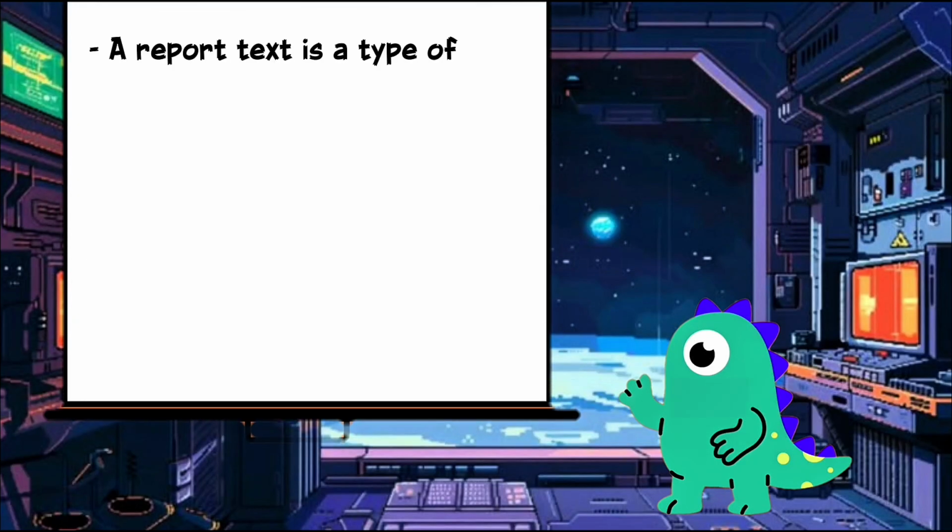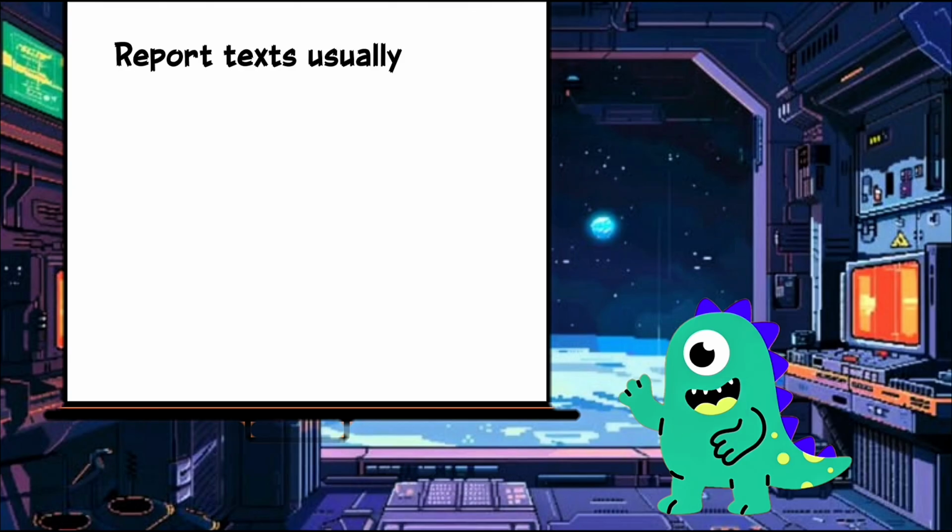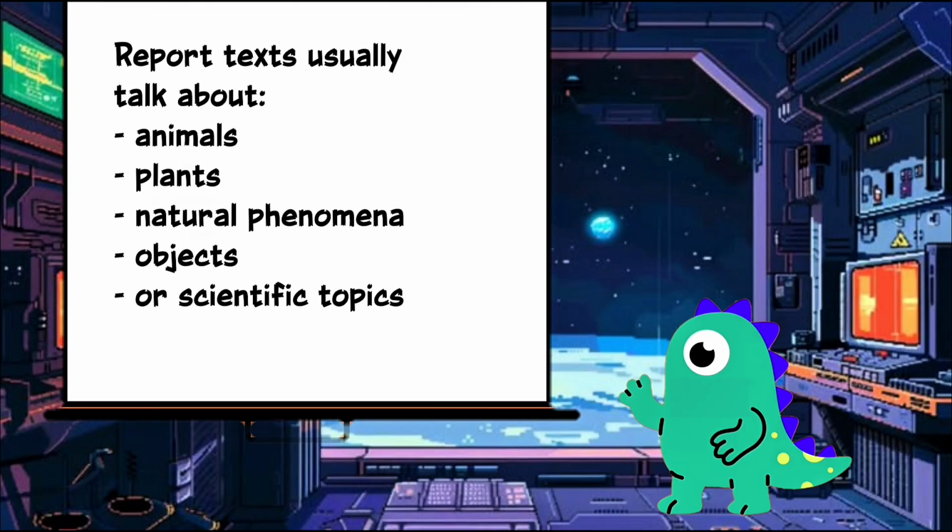A report text is a type of text that presents information about something as it is. It describes things based on facts, not personal opinions. Report texts usually talk about animals, plants, natural phenomena, objects, or scientific topics.